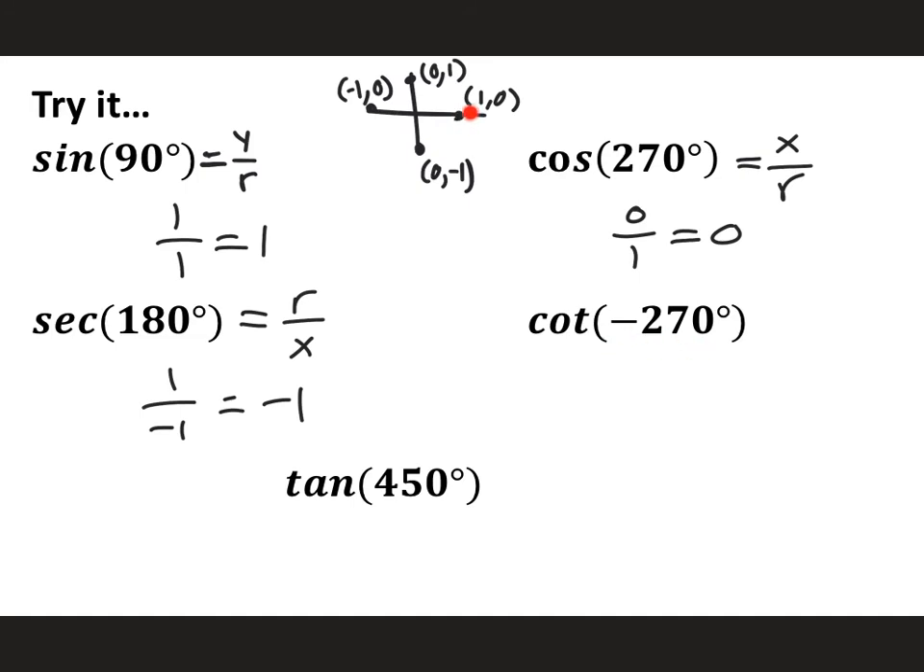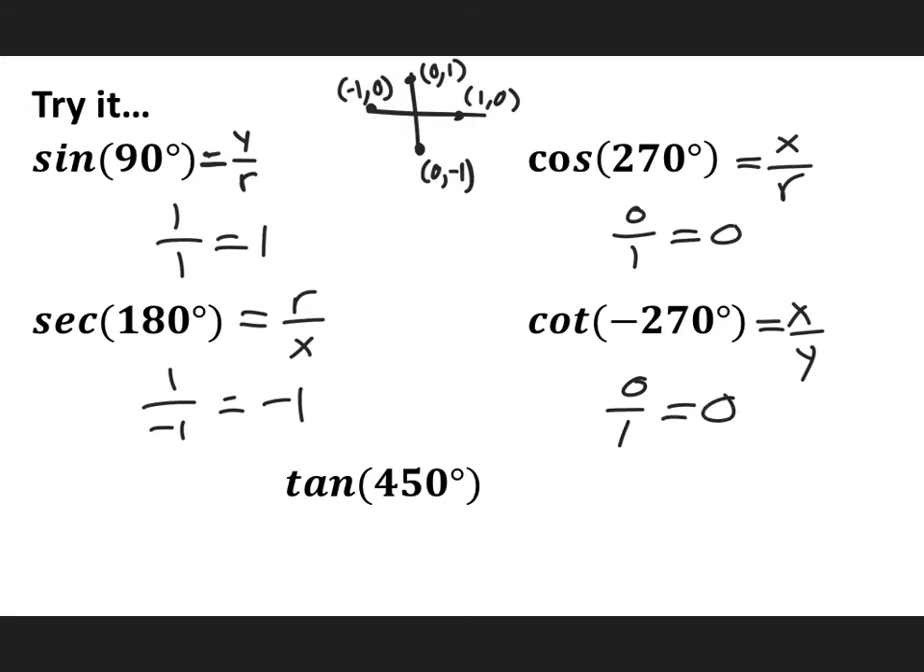-270 degrees. So that means we start at 0 and we go backwards 3/4 of a turn, and we're doing cotangent. So tangent is y over x, cotangent is x over y. Okay, so our x value at -270, which is the same as 90 degrees, our x value is 0, and our y value is 1. So we do 0 over 1 is 0.